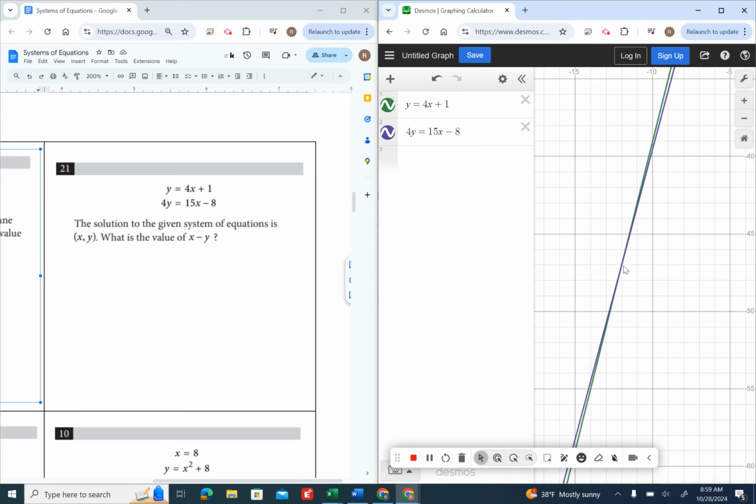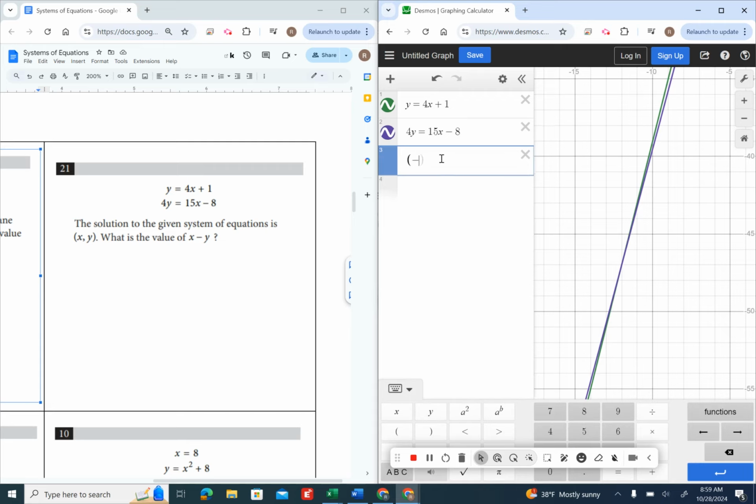So again, I'm going to click close to where I think it is, and the point of intersection will pop up. So it's at negative 12, negative 47, and I remember I need to subtract those to get my answer. So I'm going to put it in parentheses, negative 12 minus parentheses negative 47, just because I have negatives there, so I'm putting the parentheses, and I get positive 35.